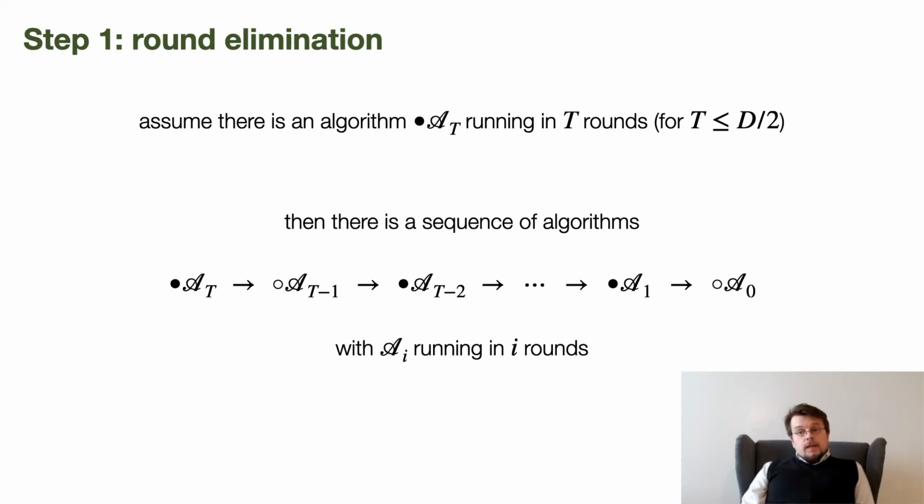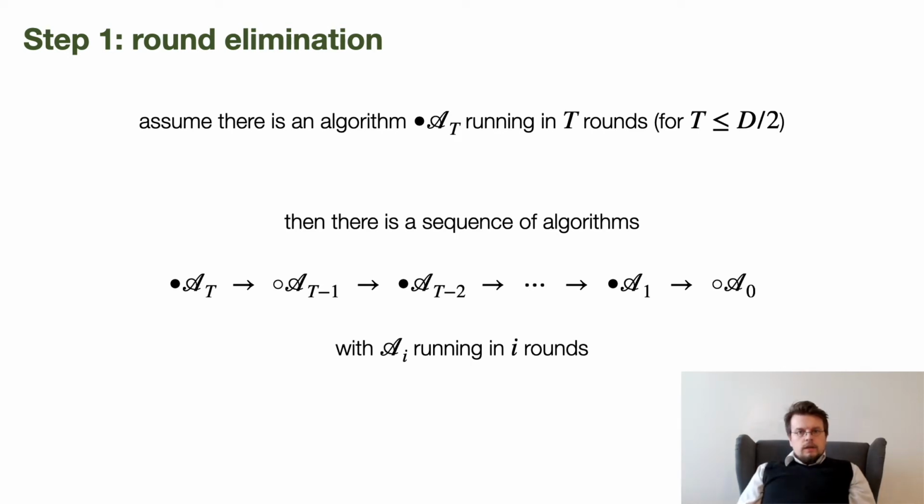Alright, so the first step of the proof is this round elimination lemma. So the overview here is that we assume that there exists, say, a black algorithm with running time t rounds for some t that is roughly at most half of the diameter of the graph. And we then show that this implies that there is an alternating sequence of black and white algorithms, such that each algorithm in this sequence has running time of 1 round less than the previous one, and this terminates in a 0 round algorithm for Sinkless orientation.